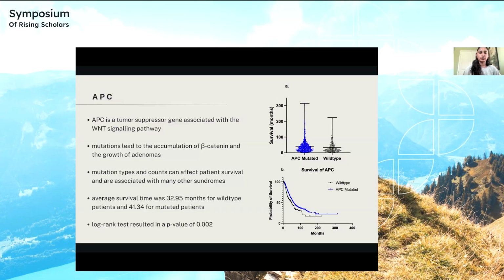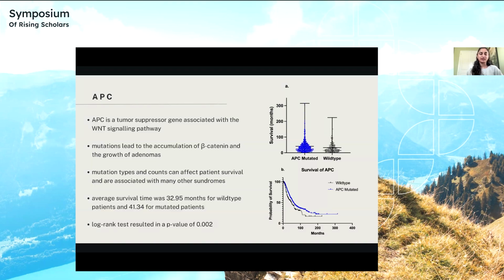So the first gene that I explored was APC. APC is a tumor suppressor gene that's associated with the Wnt signaling pathway. So basically, its purpose is to decrease excessive cell growth. So when it's mutated, it can lead to the accumulation of B-catenin and the growth of adenomas, which are cellular growths that can lead to cancer.